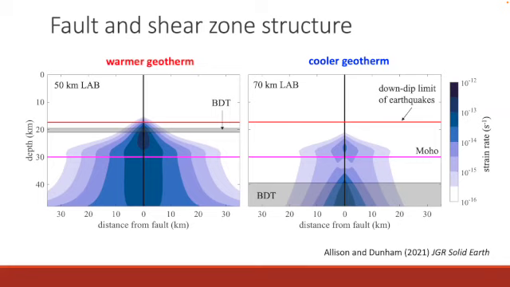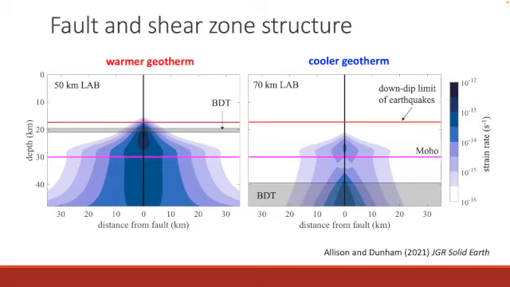I define the brittle-ductile transition as the depth range over which the fault accommodates 10% to 90% of tectonic plate motion. The figure on the left is for a warmer geotherm, and the figure on the right is for a cooler geotherm. The warmer geotherm leads to a shallower BDT, indicated with a gray box. And as a result, the shear zone initiates at a much shallower depth in the lower crust, whereas on the right, the BDT occurs below the Moho. The red line indicates the down dip limit of the earthquakes in the model. In both cases, the earthquakes propagate down to 16 kilometers, which results from the velocity weakening to velocity strengthening transition that I've built into the fault.